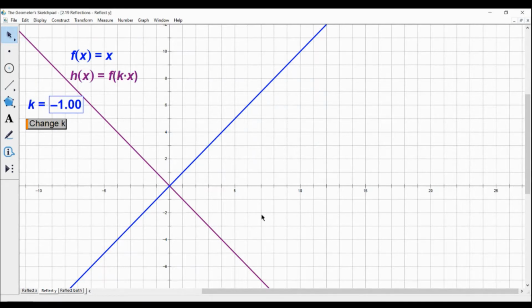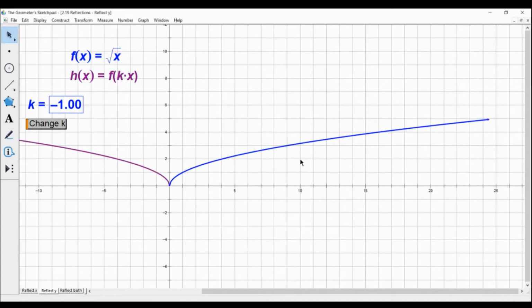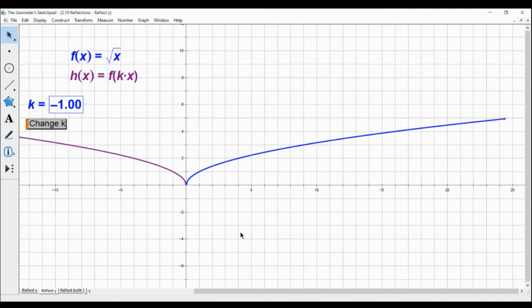now this one's a little tricky because you can visualize this as a reflection with respect to the y-axis or the x-axis. It's because there's something special about the linear function. So I'm going to make it very obvious. Now if the square root of x is our parent function, it is very clear that when k is -1, you're applying a reflection with respect to the y-axis, not the x-axis.